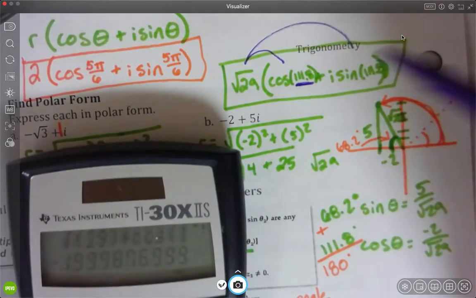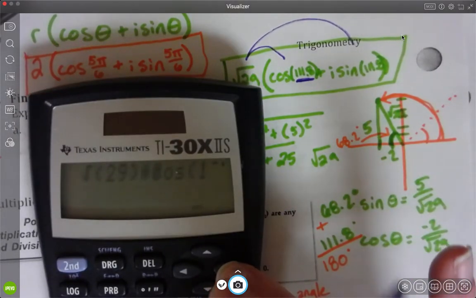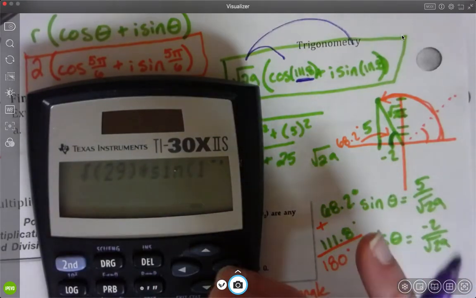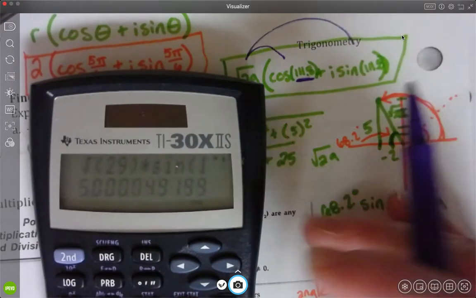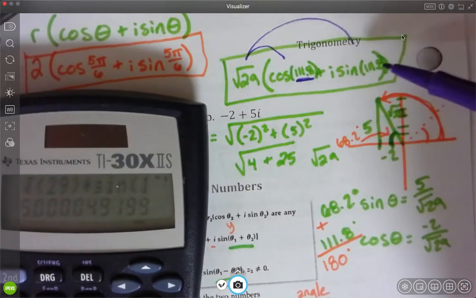And then we would do the same thing for sines. So if I could just go back up into my equation, the square root of 29 times sine of 111.8, and that gave me 5.000. Again, it's not coming out as 5 exactly because that 111.8 is rounded.